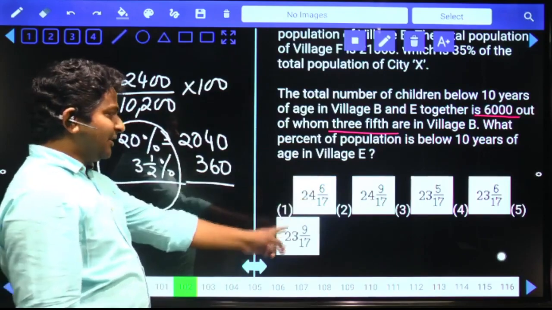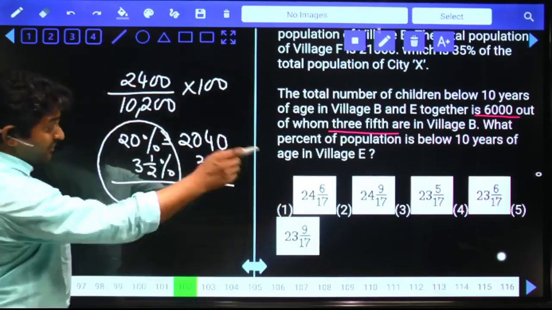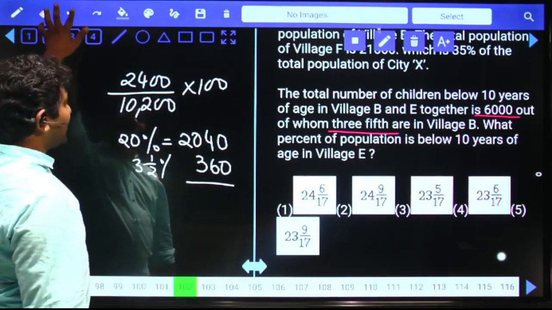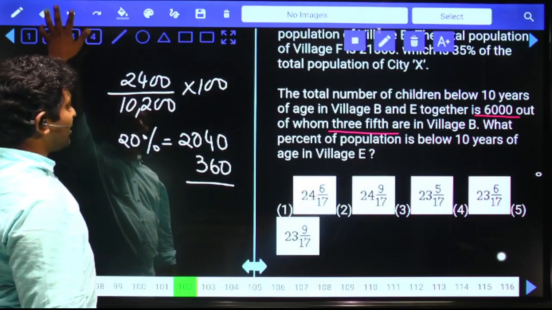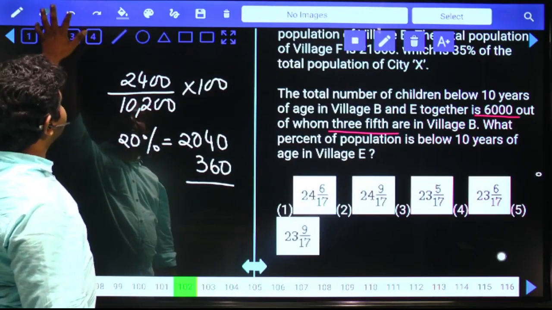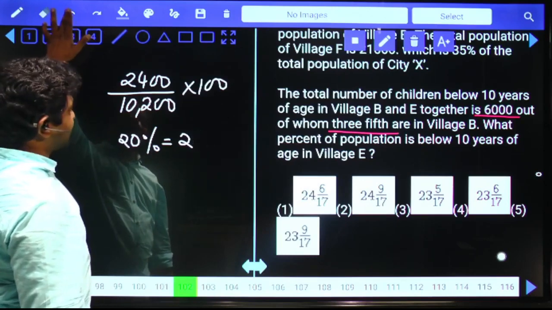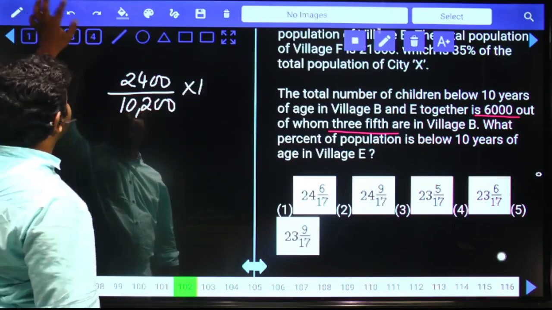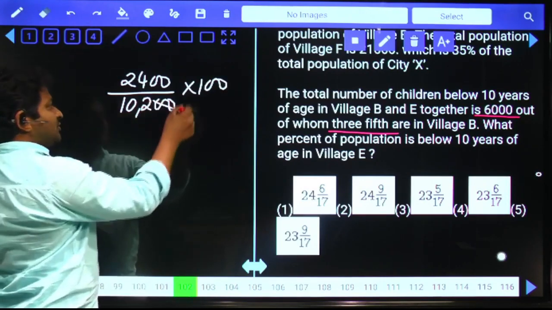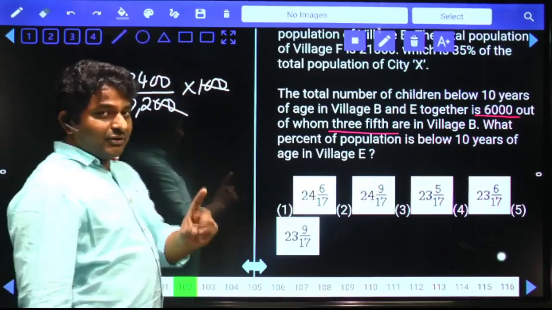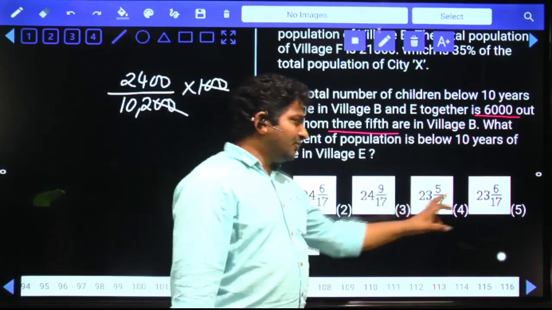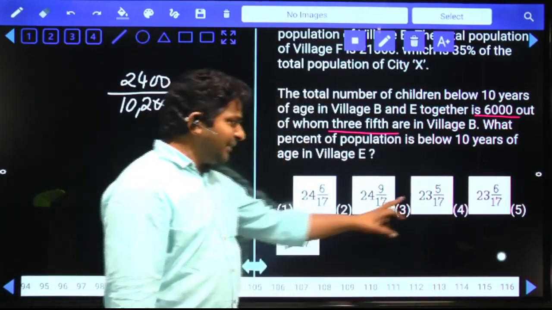How many options are there? There are three options. As there are 3 options, we need to change our logic. Here, 2 zeros cancel. You already know the answer will be 23 something. Everywhere the denominator is 17 only.